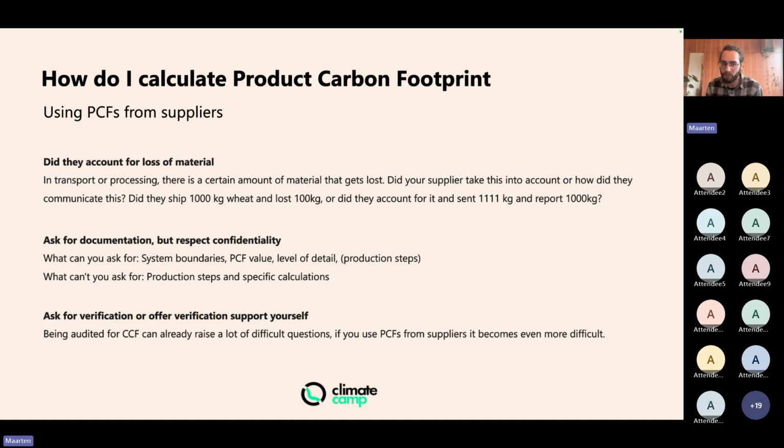Because being audited for a CCF is already difficult. It will raise a lot of difficult questions. If you use PCFs from suppliers, the amount of data related to your findings becomes even larger, and answering the questions for operations which are not within your control becomes even more difficult. So for PCF, this third-party verification becomes really important.